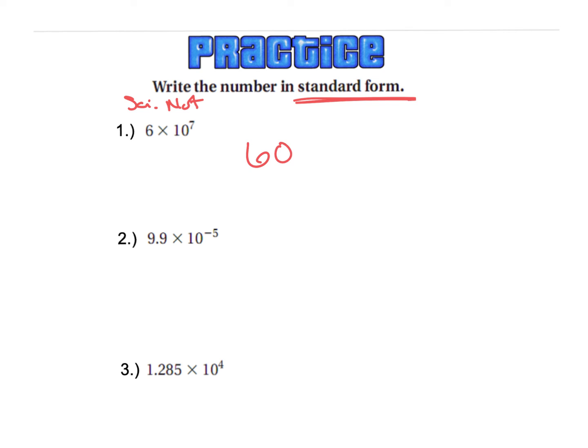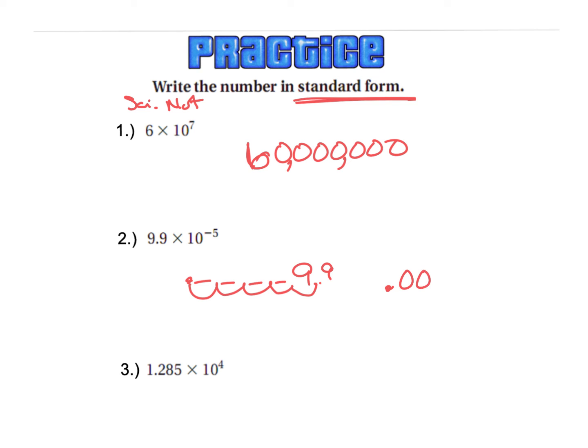6 with 7 zeros, because here's my decimal point. So 1, 2, 3, 4, 5, 6, 7. I'm going to put in my commas. I'm going to erase this decimal point so that I know it's not there, but there is my answer. 9.9, go backwards 5, 1, 2, 3, 4, 5, so 4 zeros. So point, 0, 0, 0, 0, 9, 9. Now this one is interesting. I got an exponent of 4, so I'm going to move it to the right 4 places. 1, 2, 3, 4. I'm only adding 1 zero. There it is.